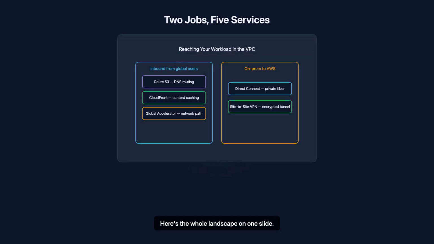Here's the whole landscape on one slide. On the left are the 3 services that handle inbound traffic from global users. Route 53 does DNS routing. It picks which endpoint a request goes to. CloudFront caches content near the user, and Global Accelerator optimizes the network path for traffic that can't be cached. On the right are the 2 services that connect an on-premises office into Amazon Web Services. Direct Connect runs a private fiber line, and site-to-site VPN runs an encrypted tunnel over the internet. 2 jobs, 5 services. Keep this split in your head and the rest of the episode falls into place.